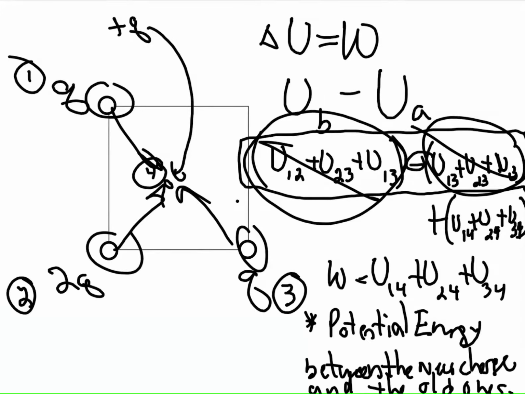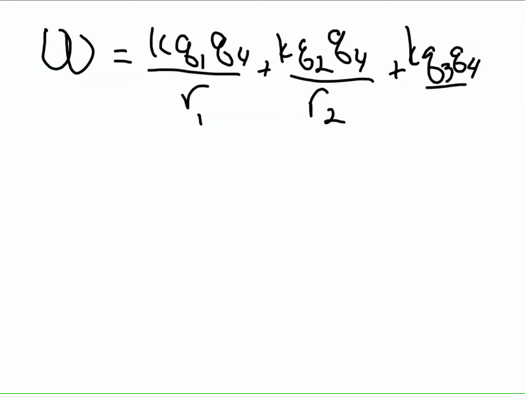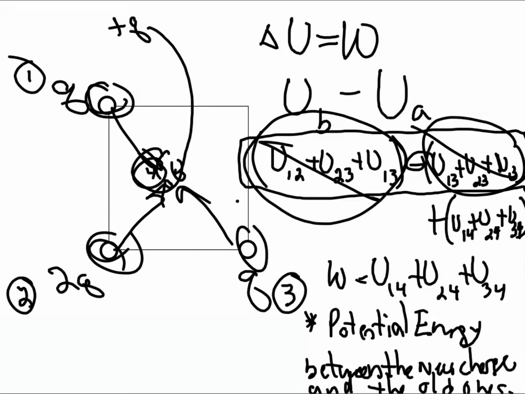Okay, so I guess just to go through with this, let's go and do the calculation. So we got the work is going to be equal to K Q1 Q4 over R1 plus K Q2 Q4 over R2 plus K Q3 Q4 over R3. Okay, so we're going to factor out the K. We can ultimately factor out the R as well, because it's going to be the same again, remember, because it's just the distance between here and here, and here and here, and here and here.